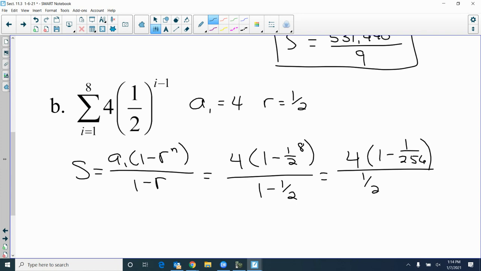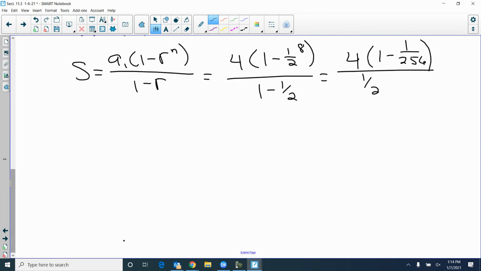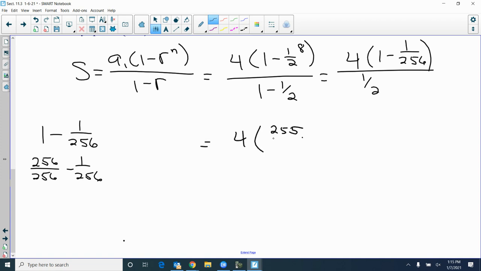All right, now I'm hoping that most of you can just look at this, don't touch your calculators. What is 1 minus 1 over 256 without touching a button? You should be able to look at that. This is kind of a lost skill. Cole? 255 over 256. What you do is you make that 256 over 256 minus 1 over 256. So now this becomes 4 times 255 over 256 divided by a half.